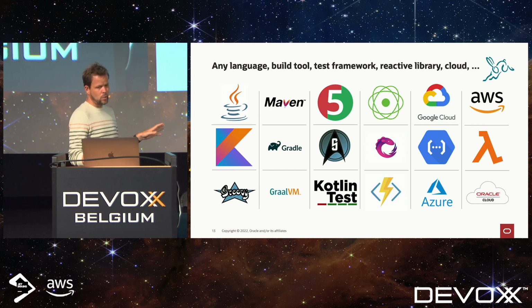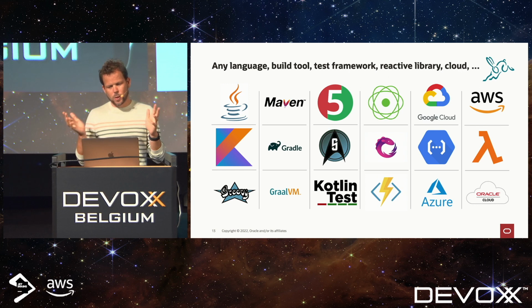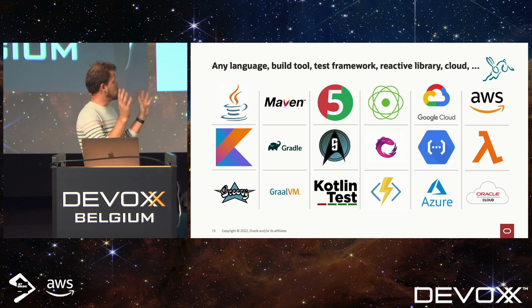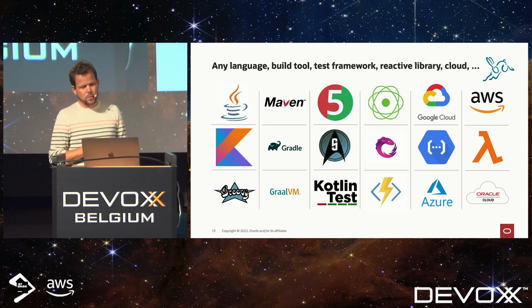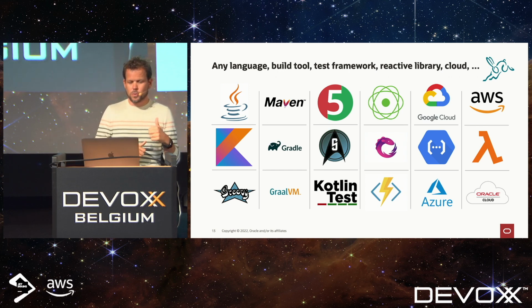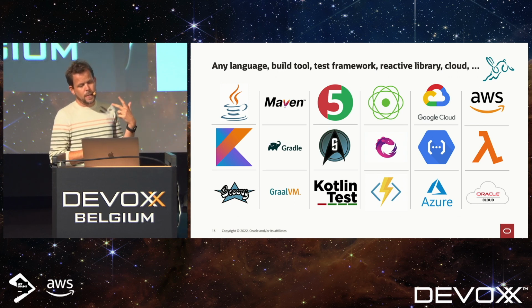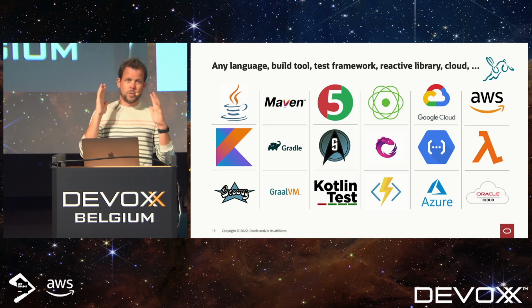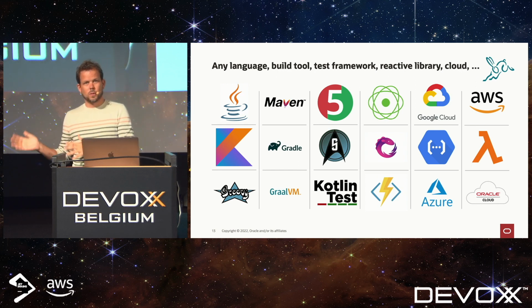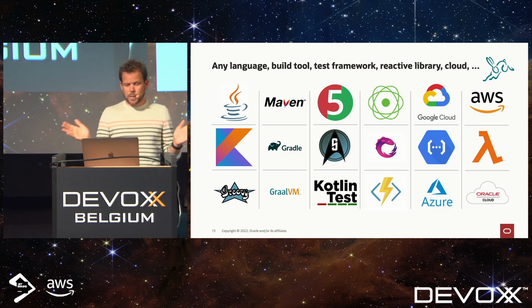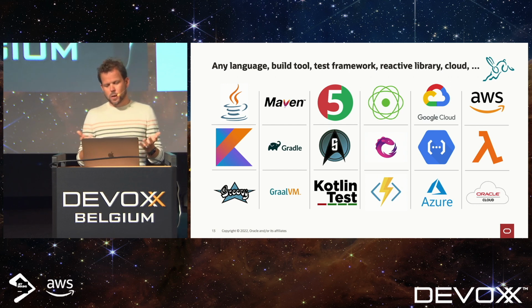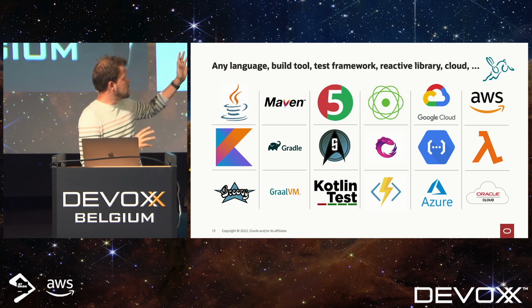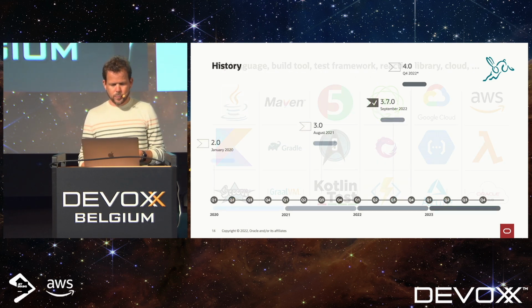Going back to Micronaut, though, the target is to support any language, build tool, test framework, and reactive library. So we have a lot of integrations in Micronaut. At the language level, you can choose Java, Kotlin, or Groovy. For the build tool, you can choose Maven or Gradle. For unit testing, we support JUnit 5, Spock, and Kotlin test. For reactive, you can choose whether you want to use Reactor or RxJava 2. And we support a range of different clouds, right? And that's the topic of this talk.